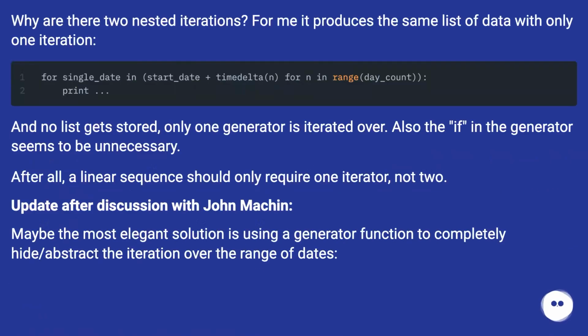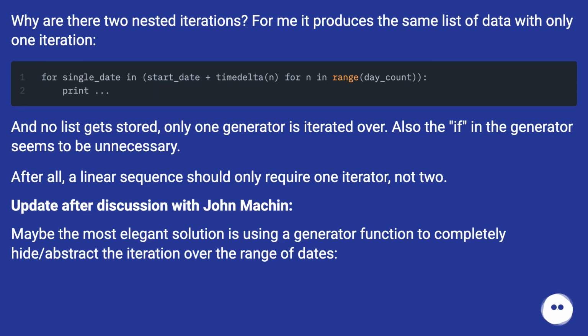Why are there two nested iterations? For me, it produces the same list of data with only one iteration, and no list gets stored, only one generator is iterated over. Also, the if in the generator seems to be unnecessary. After all, a linear sequence should only require one iterator, not two.